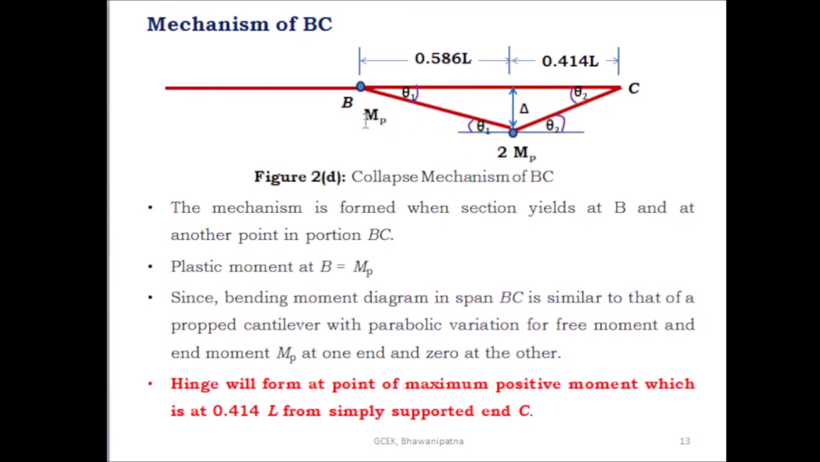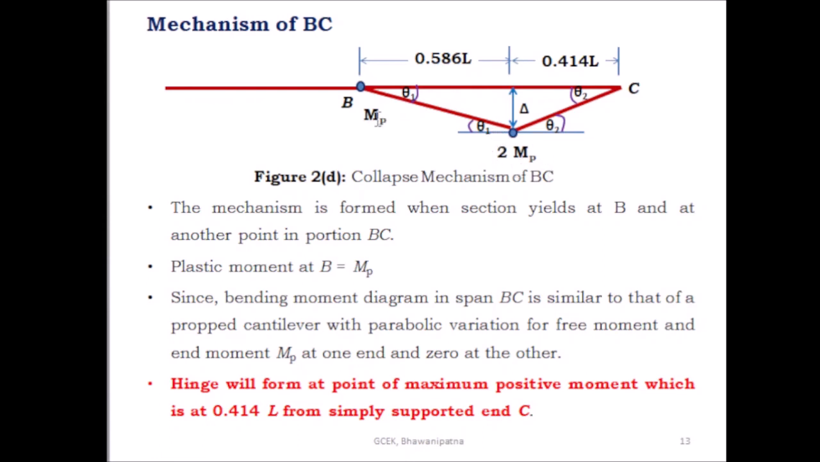due to the plastic moment and the rotation. At joint B you have to take the plastic moment MP, because this side is MP and this side is 2 MP. So here you have to take the minimum plastic moment MP at the point of maximum positive moment, and for this plastic hinge you take the plastic moment equal to 2 MP.